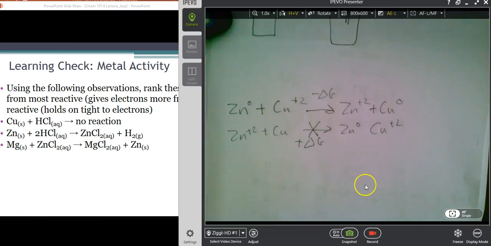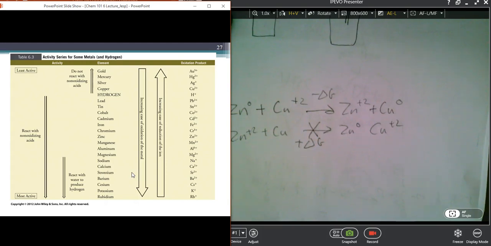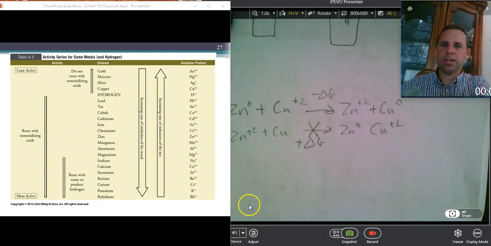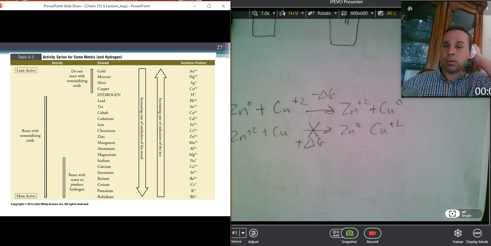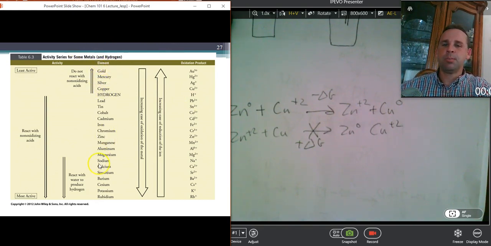Okay, so here we have the activity table. Remember this activity table? It has different elements, and it lists them, and it has two lists here, one where it's just the element and the other where the element is in its ionic form, right? We see the less reactive elements up at the top here with gold, mercury, silver, and copper. We see the more reactive cesium, potassium, rubidium down here at the bottom.